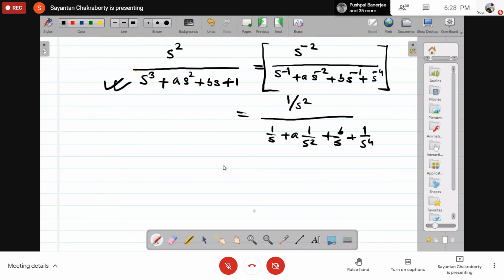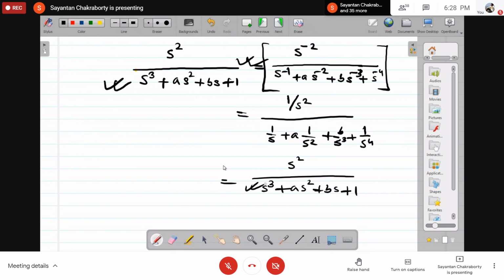It is not in polynomial form. You have to convert it to polynomial form. How can that be converted? Multiply numerator and denominator by s to the power 4. So we'll revert back to a rational form. If it is in this form, you have to convert it to rational form, in this polynomial form. You'll find it will be a polynomial of a given order.